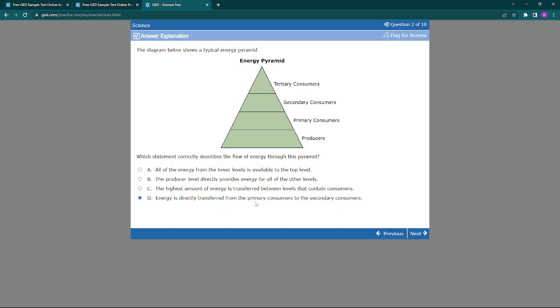Energy is directly transferred from primary to secondary, so yes. That's the flow of it. And actually, you could think of this like a food chain, like the energy from grass to cows, or sorry, I mean, grass to people if you're vegetarian.